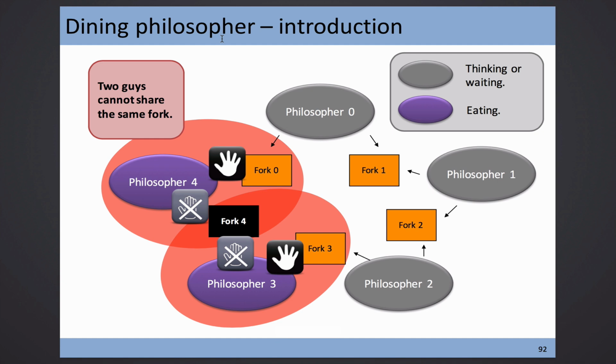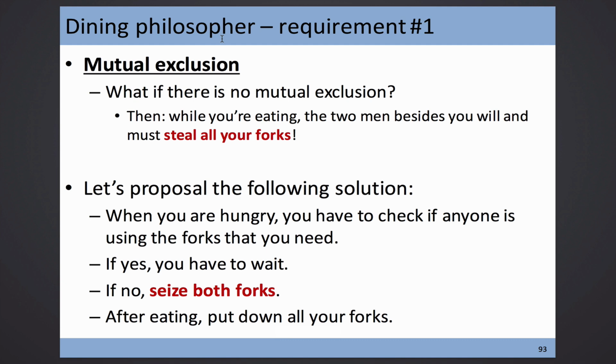And now let me show you a very naive approach, and you tell me why this doesn't work. The naive approach is we just want to guarantee mutual exclusion. Let's say no one can steal the fork. And our proposal is, when you're hungry, you try to check if anyone is using the fork you need. Very simple, right? I want to check whether the forks are available. Then I will eat, or else I will wait. But how to implement it?